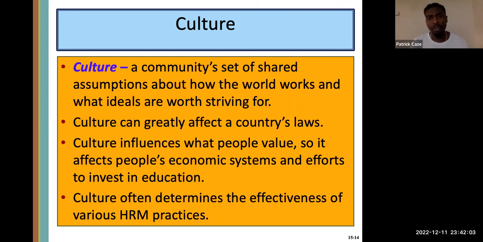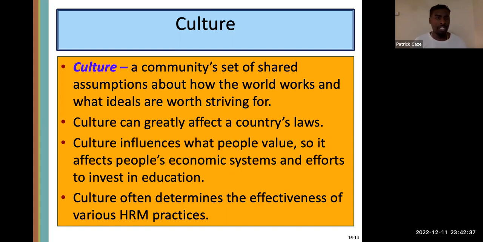Okay, when we talk about culture, we talk about a community's set of shared assumptions about how the world works and what ideals are worth striving for. Culture can greatly affect a country's laws. Culture influences what people value, so it affects people's economic systems and efforts to invest in education. Culture often determines the effectiveness of various HRM practices, right? So we see this in different countries, right? Specifically, we may look at regions where we look at the Middle East and we look at North America, right? And say, okay, this is the difference in culture in many aspects, right?